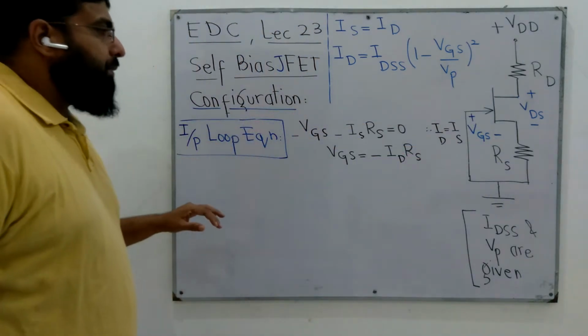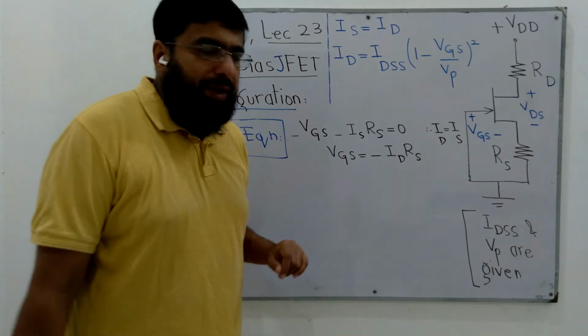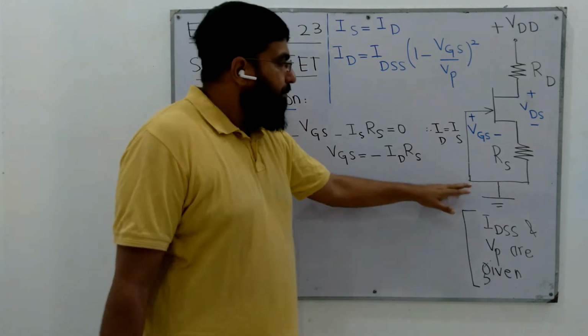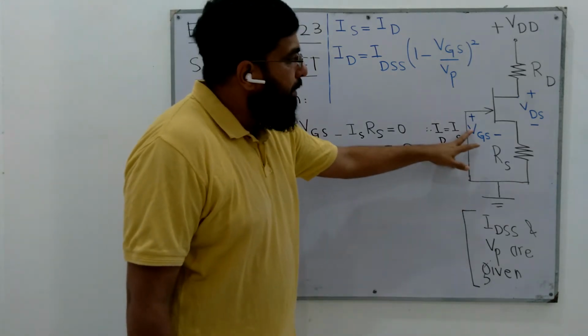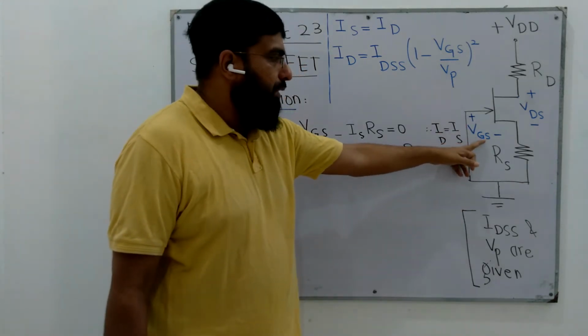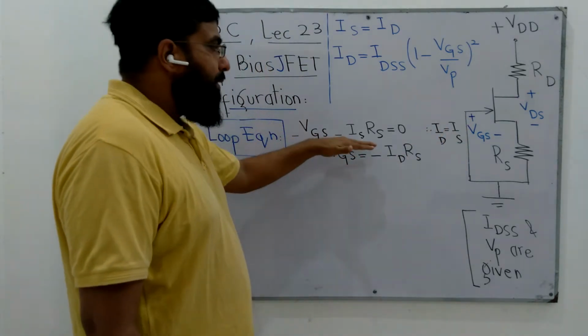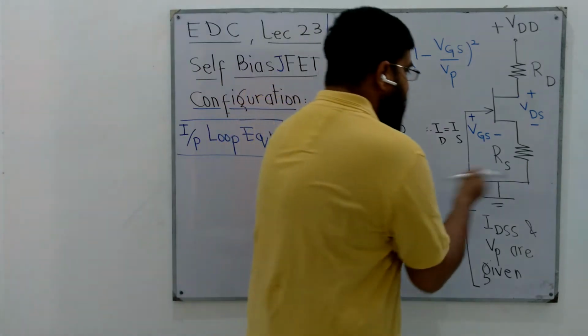So to analyze this circuit, first we have to write the input loop equation. This is the input loop equation. We start from here. The first thing that we encounter is VGS. Since we are entering from the positive side, which is a voltage drop, we write it negative, minus. It's also a voltage drop.